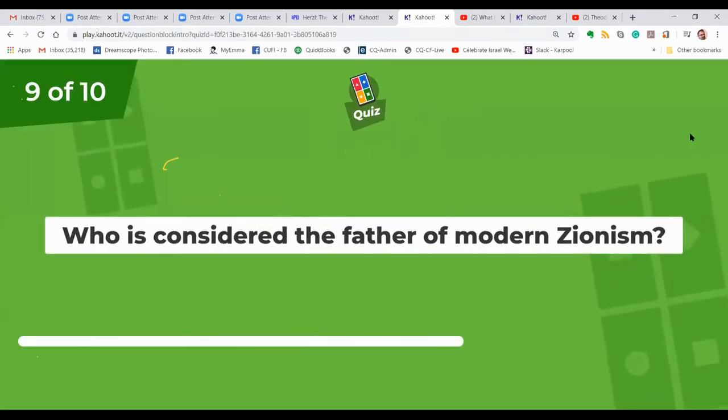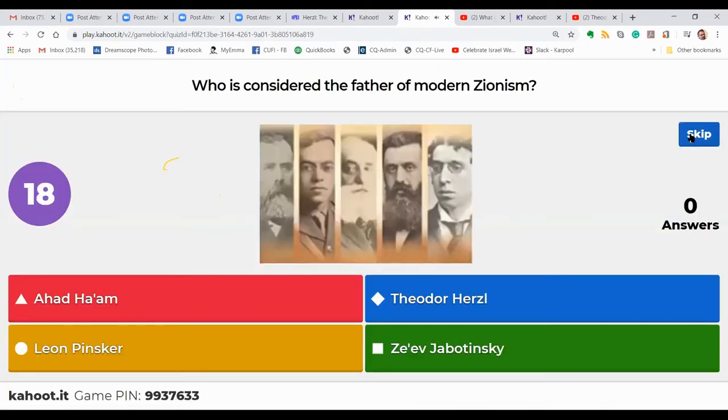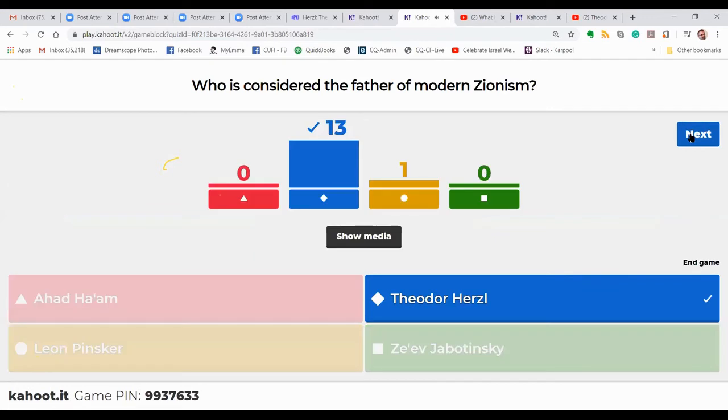Who is considered the father of modern Zionism? You just shouted the answer before we even showed it. Well, somebody got it wrong, despite the fact that Nancy shouted the answer. I'm so sorry. I didn't know it was on. You just told everybody the answer, but you know what? I think they would have known it anyway. I do too. So there.